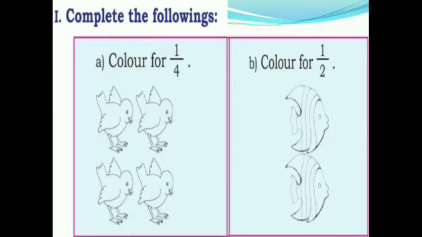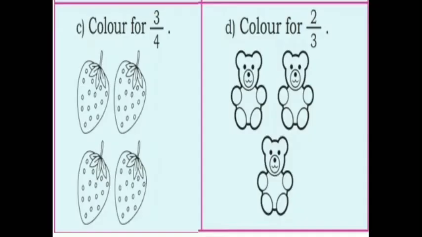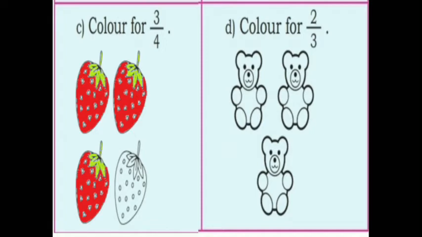Children, now we will color the figure in the form of fraction. First we should color 1 by 4 birds. Here we have 4 birds. We should color 1 bird because 1 is the numerator. Next we should color 1 by 2 fishes. Here we have 2 fishes. We should color 1 fish because 1 is the numerator. Here we should color 3 by 4 strawberries. Here we have 4 strawberries. We should color 3 strawberries because 3 is the numerator.